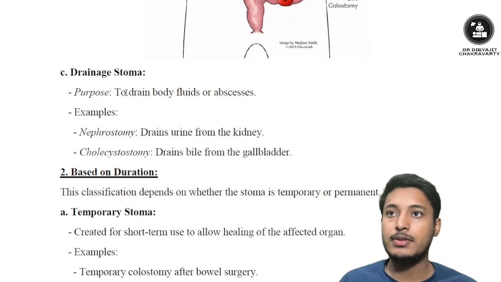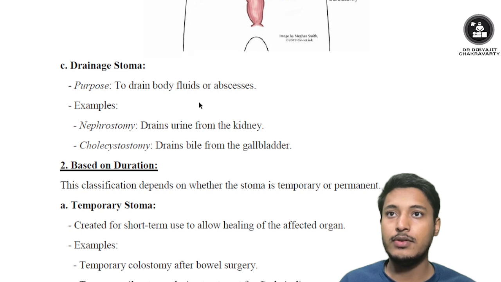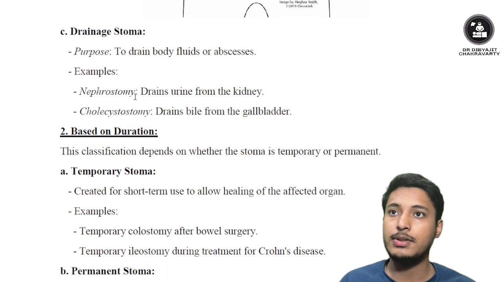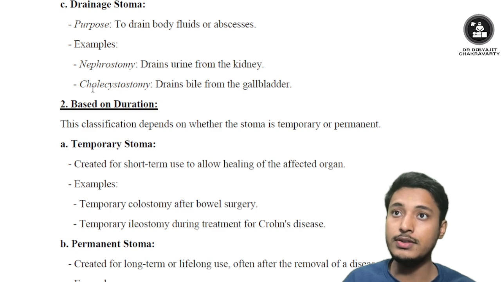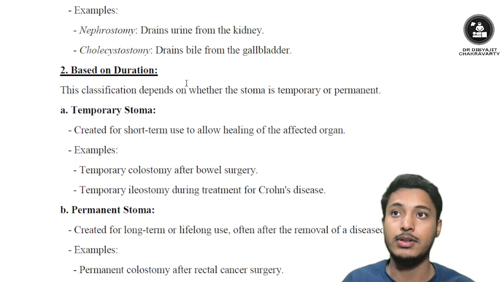Venous stoma. The purpose of this stoma is to drain the body fluids or abscesses, like nephrostomy that is used to drain urine from the kidney, or even in cases of pyonephrosis, we can use this for drainage of the pus. Cholecystostomy, which drains the bile from the gallbladder.